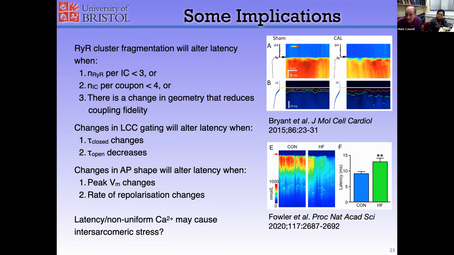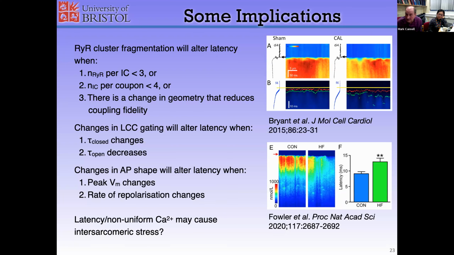And changes in L-type calcium channel gating alter latency when the mean closed time changes and the mean open time decreases for whatever reason, like whatever drug or neurohumoral effects there might be. And the action potential itself will alter latency because if peak voltage changes, we change the relationship between the voltage that is activating the L-type calcium channel and the relationship between the consequent single channel current's ability to trigger a spark. And in connection with that as well, phase one repolarization, which we've spent quite a bit of time looking at, is also very important in determining release efficiency.